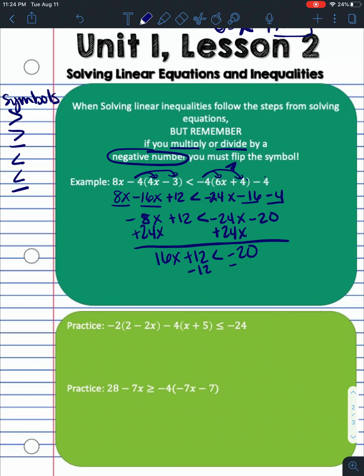Now I'm going to subtract 12 from both sides. I have 16x is less than negative 20 minus 12 is negative 32. And now I'm going to divide by 16. So I should have x is less than, sorry, negative 32, not 30. Let me just mark over that. So we have x is less than negative 32 divided by 16 is negative 2. So x is less than negative 2.